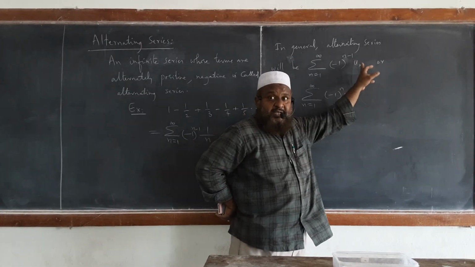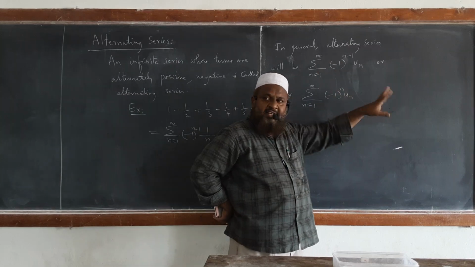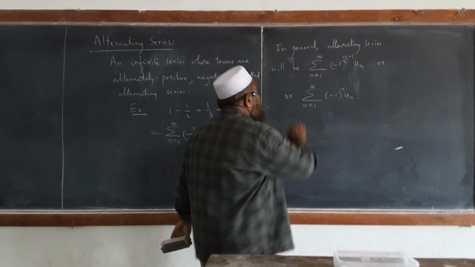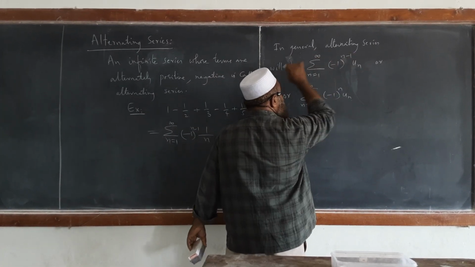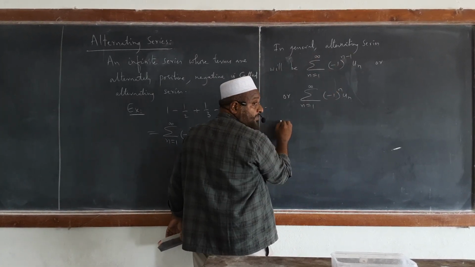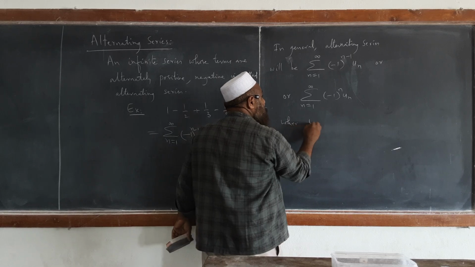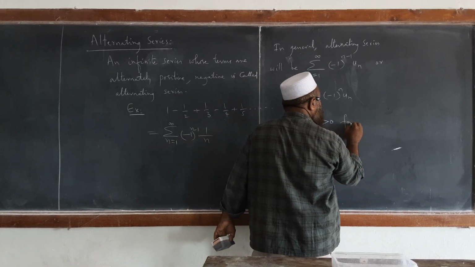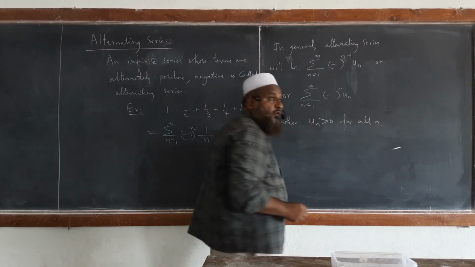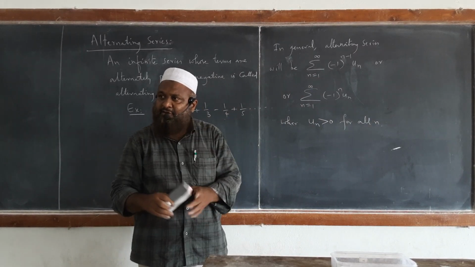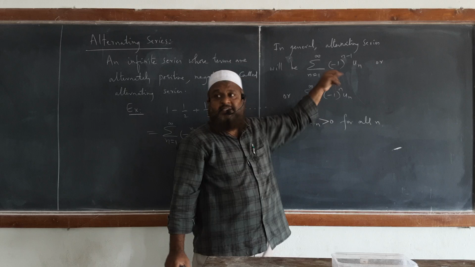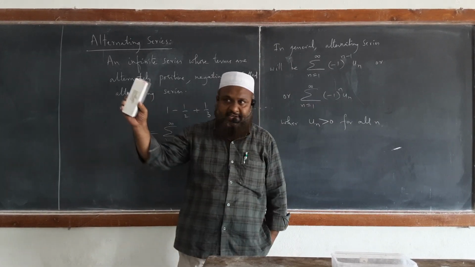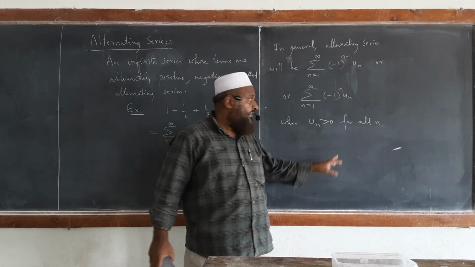For every n, for all natural numbers, un must be positive. So what should I write here? In general, an alternating series will be of this form or this form, where un is greater than 0, that is, positive for all n. What is this n? Natural numbers. No need to tell that, because un will be a sequence and hence the domain must be the set of natural numbers. We already did it in the first class.